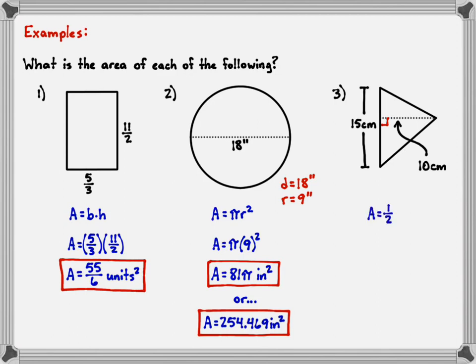So the area of a triangle is 1/2 base times height. Remember though that the base and the height always have to be perpendicular to each other, so you have to look for a right angle. Well, the right angle that I see is here.